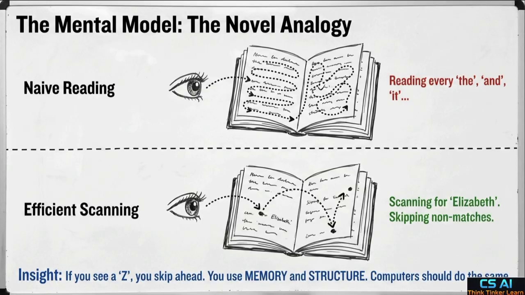Humans don't do that. Instead, we use efficient scanning. If we see a Z in the middle of the word, we immediately know Elizabeth can't be there, and we skip ahead. We use memory. We remember what we saw, and we use structure. If the word starts with ELI, and we fail at the Z, we don't necessarily need to restart from the beginning of the sentence. This is the core insight. Computers should mimic this human behavior by utilizing memory and the inherent structure of the pattern to skip redundant work.